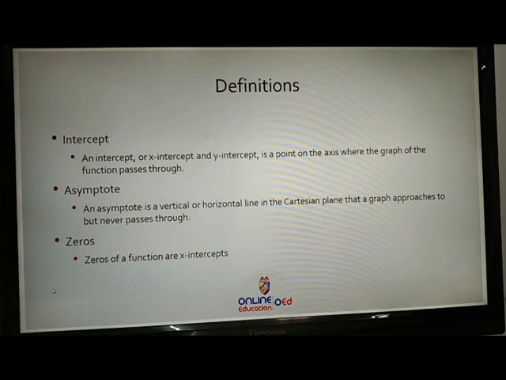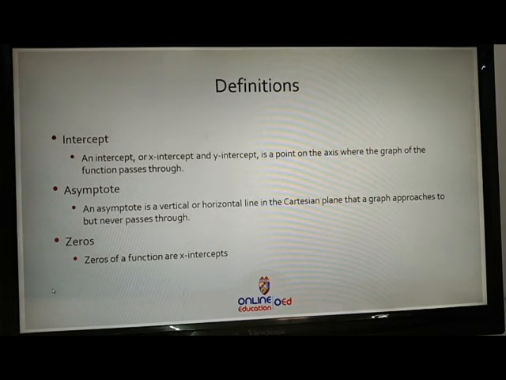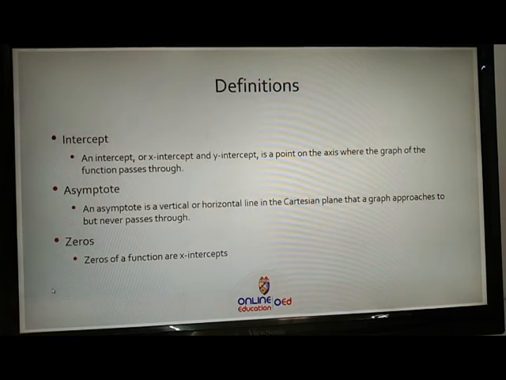Okay, asymptote. An asymptote is a vertical or horizontal line in the Cartesian plane that a graph approaches but never passes through. Okay, so that is the asymptote. Nearly approaching but never touches. So yun yung ibig sabihin ng asymptote na graph or line. So zeros of a function are x-intercepts.